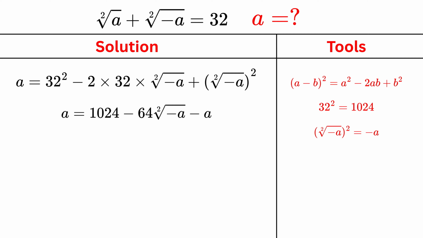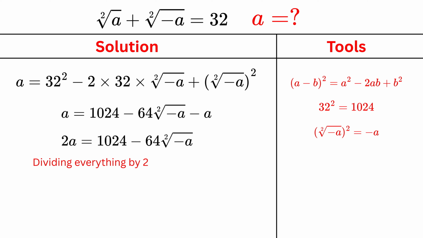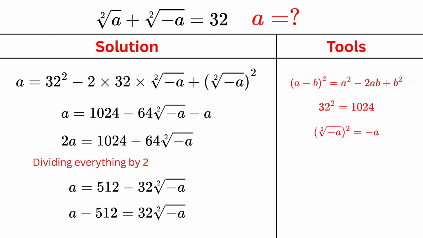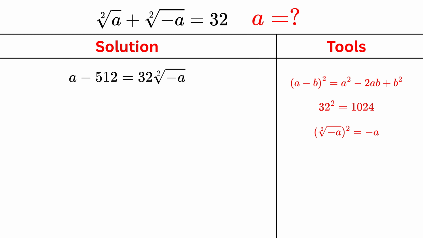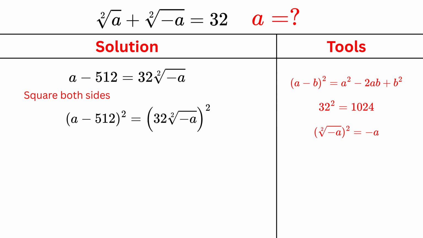Bringing like terms together, we get 2a equals 1024 minus 64 times square root of negative a. Dividing everything by 2, we can write a equals 512 minus 32 times square root of negative a. Now let's bring terms around so that a minus 512 equals negative 32 times square root of negative a. This is still tricky because the square root is present, so once again we square both sides.